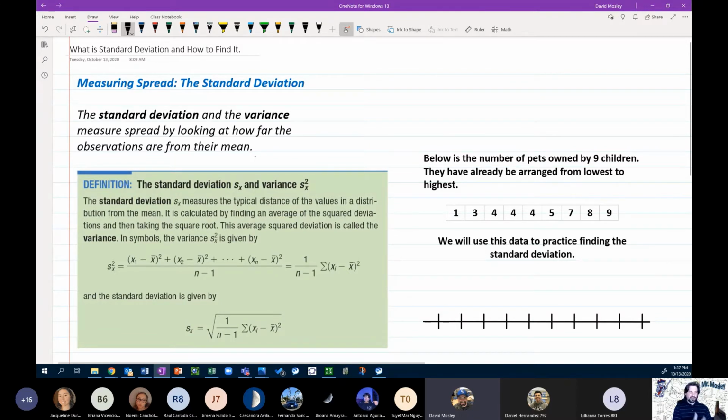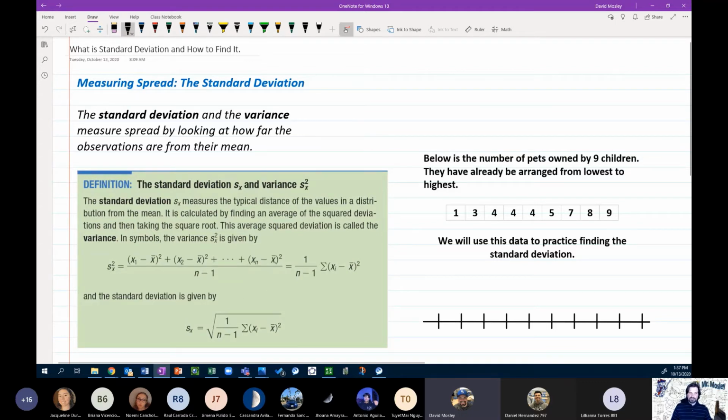Our previous way of measuring spread is with the range, which is the entire range of all of our numbers. It doesn't have to consider a mean or median. Then we have the IQR, the interquartile range, and that depends on the median to find that number. The standard deviation and variance depend on the mean. So depending on the measure of center you're using could change how you're measuring spread. So this one has to do with the mean.